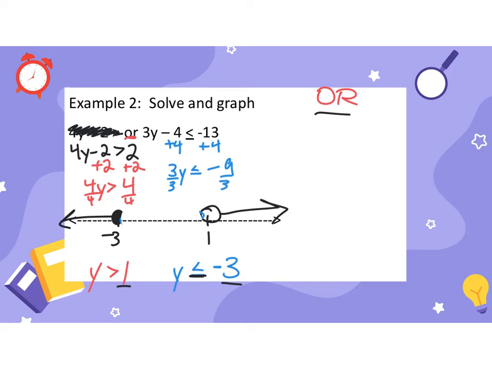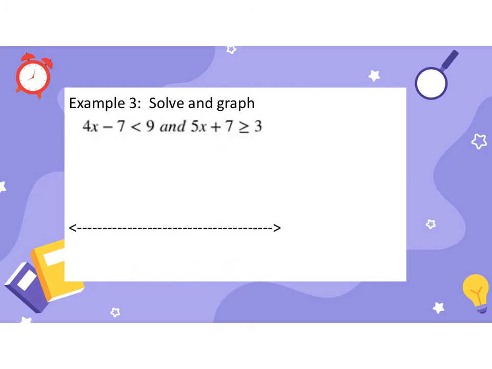We could go back if we wanted to and plug in these numbers and make sure that they worked in our original. So like plug in 1 for y if we wanted to. But we don't have to do that. We can just go ahead and move on because we know this is what an OR function looks like.